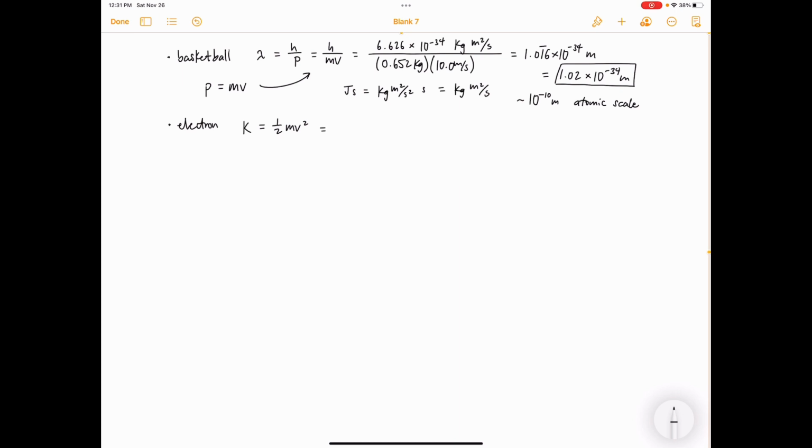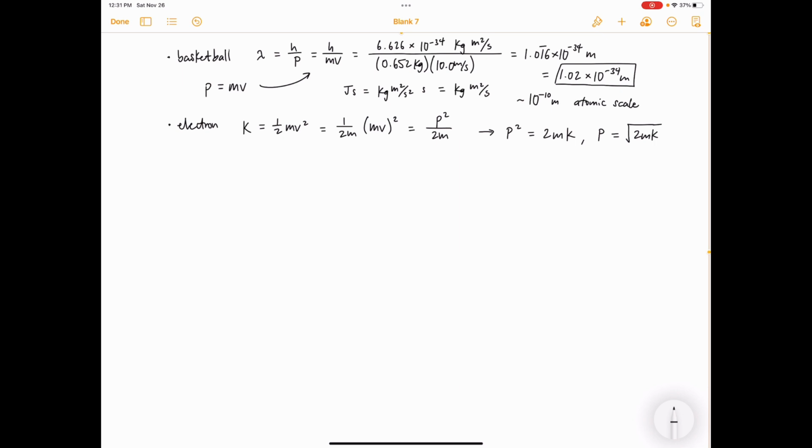We could say this is 1/2m times m times v squared. I could write it that way. And m times v is just the momentum. So that would just be p, the momentum squared, divided by 2m. So that's just another way of writing the kinetic energy. So if I solve this for the momentum, I have p squared equals 2m times K. And that means the momentum is the square root of 2m times K. Okay?